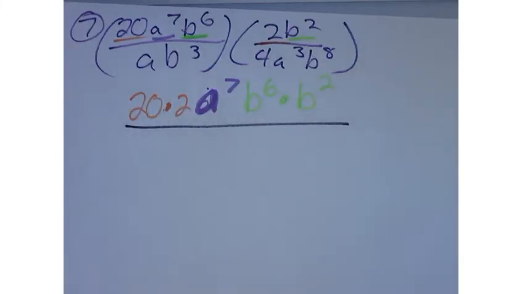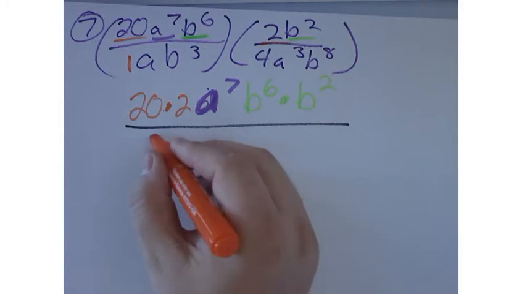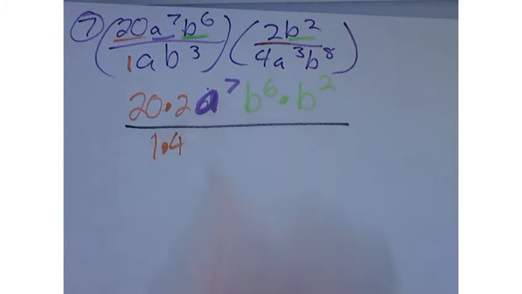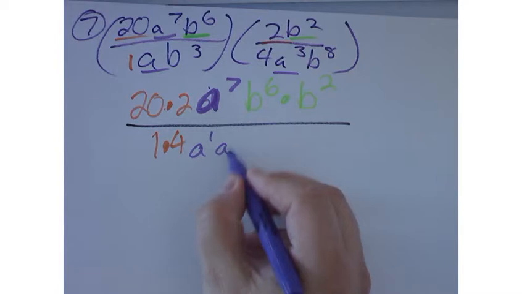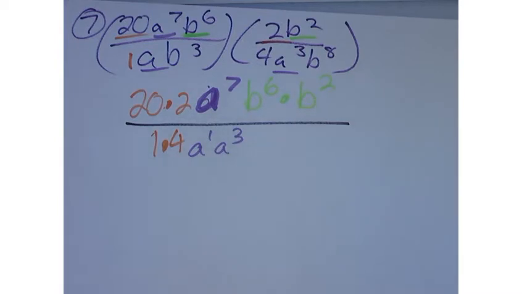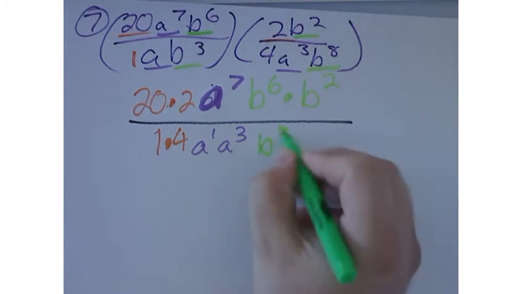So now if I take the same approach to the numbers, on the bottom I have, this is technically 1a times b and 4. So I'm writing it down just so you know that it's there, but you don't have to write it down if you remember that. So then next I want to do the a's. So I'm going to say a to the 1st times a to the 3rd. And then lastly I'm going to say b to the 3rd times b to the 8th.